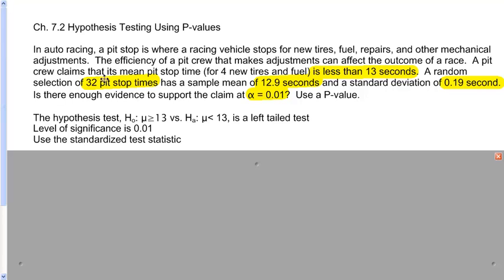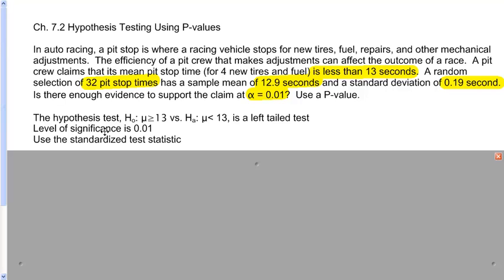A pit crew claims that its mean pit stop time, that means 4 new tires and fuel, is less than 13 seconds. A random selection of 32 pit stop times has a sample mean of 12.9 seconds and a standard deviation of 0.19 seconds. Is there enough evidence to support the claim at alpha equal to 0.01? And it says to use a p-value.